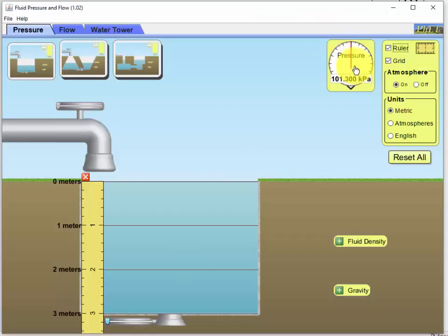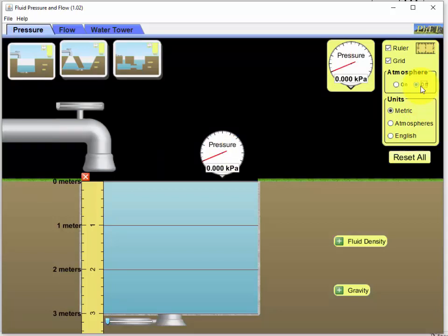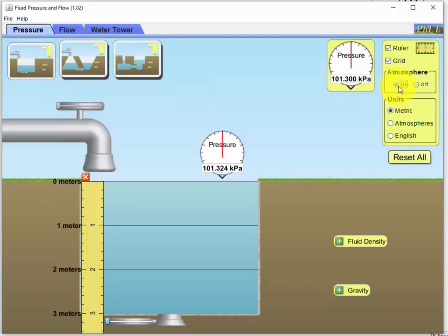So here I have my pressure meter, and I've dragged it down to the ground, so you should be recording this pressure. It's 101.3 kilopascals, about where you would expect it. To think about the pressure of the atmosphere, if we go up like this, that should help you answer the question of where the pressure is the least. We can turn the atmosphere off, and the pressure is going to go away because we really don't have any stuff pushing down on us.